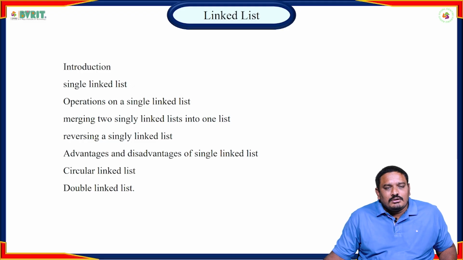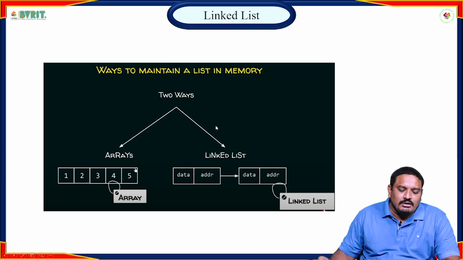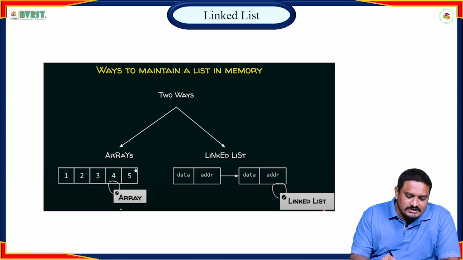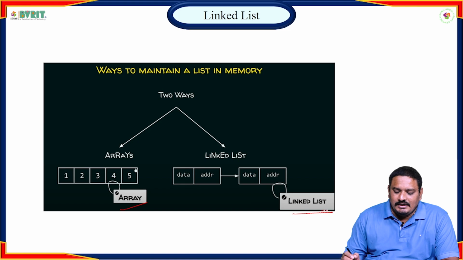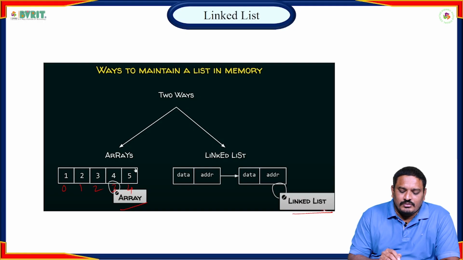Before going to the linked list, what is a list? The list can be maintained in two ways. First is the array concept. Second is the linked list. An array starts with index 0, 1, 2, 3, 4. The linked list has two parts. The first part is the data. The second part is the address.